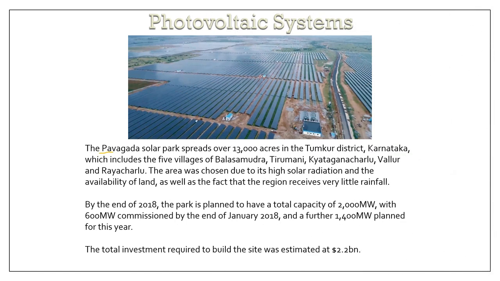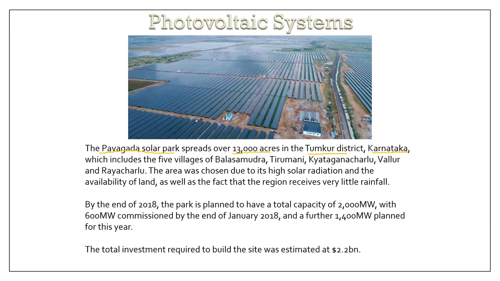Right, the next one is the Pavagada Solar Park. They spent about 13,000 acres in this district, Tumkur, in Karnataka. Okay, you don't have to know all of this location stuff. If you know the name, it'll be okay.